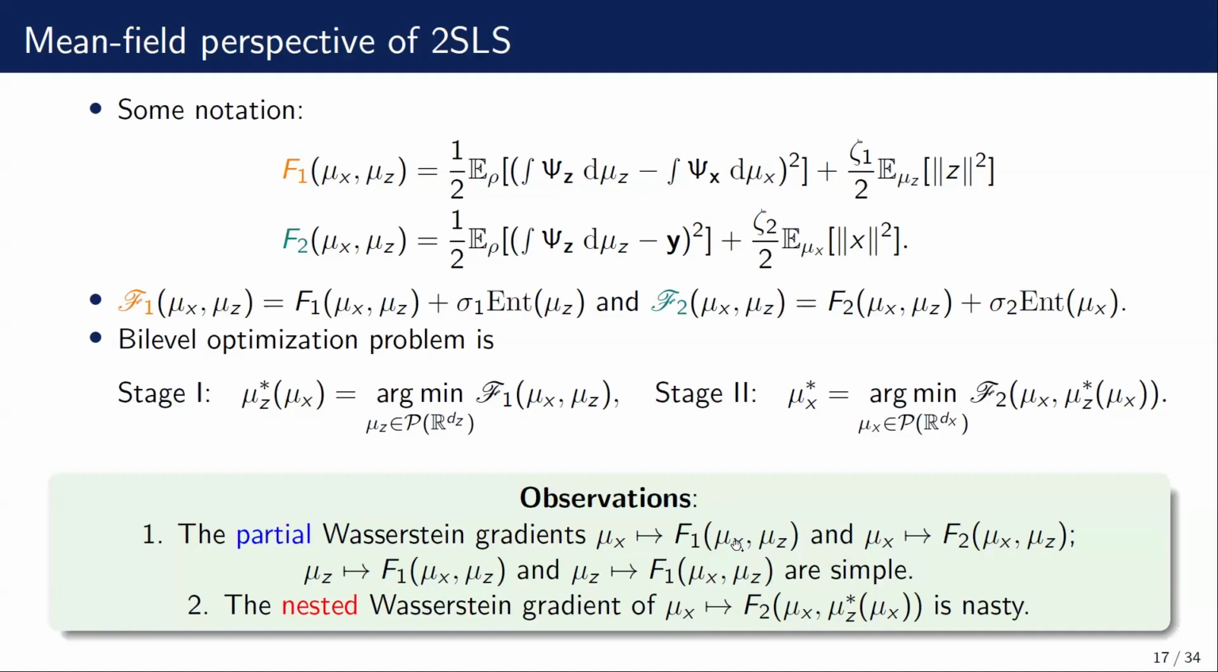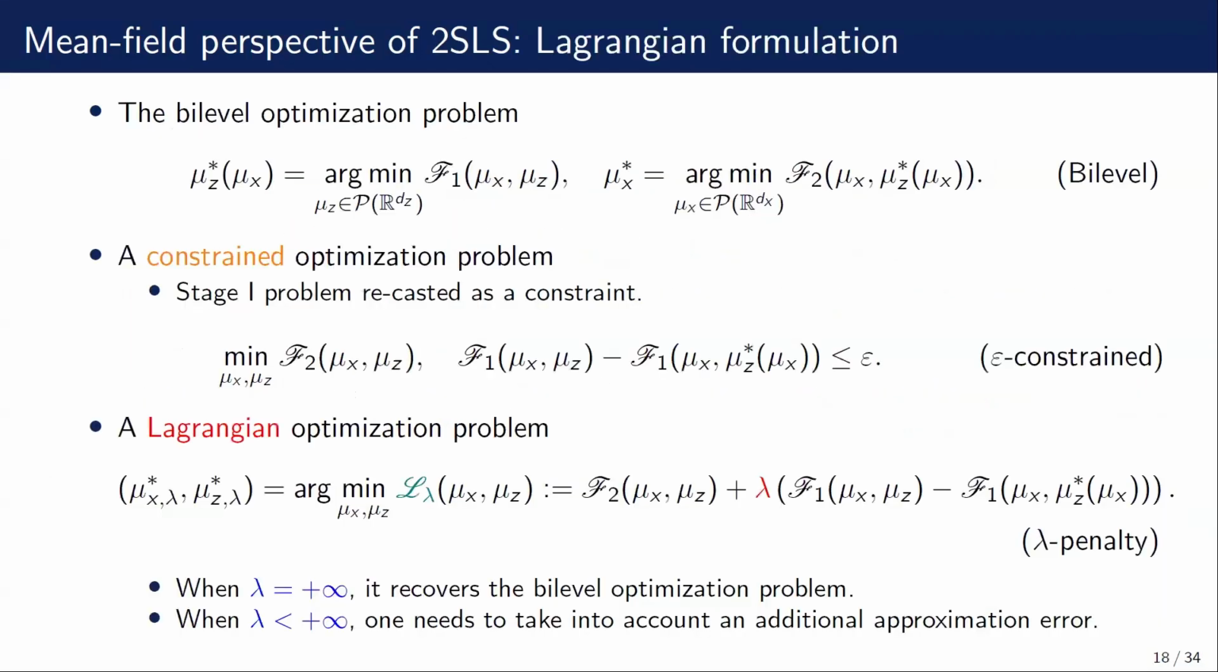The crucial observation here is that if we fix mu x, the partial Wasserstein gradients are simple. If we fix mu z, the partial Wasserstein gradients are also simple. But the nasty bit is the nested Wasserstein gradient of this mapping. So that's where the nasty bit comes in. So how do we avoid this? Well, we focus on this, our bilevel optimization problem.